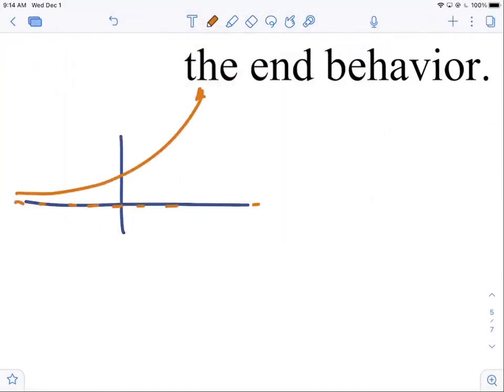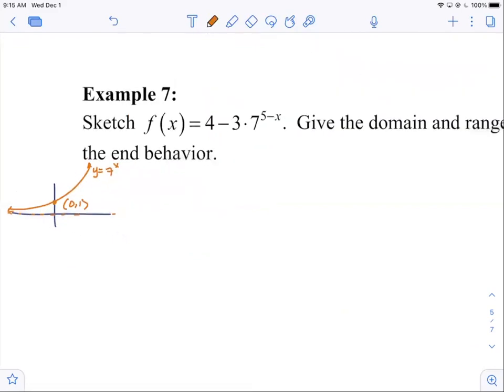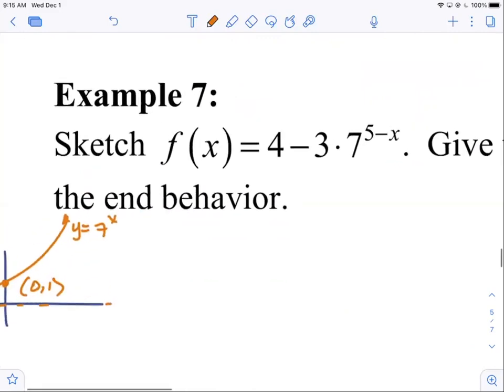Now 7 to the x is going to look a whole heck of a lot like e to the x when you sketch it by itself, right? All exponential growth functions have the same look. It's only important to show which one's steeper when there are 2 of them or more graphed on the same grid, okay? So now, once we identify the parent function, now we need to put it into standard transformation form.